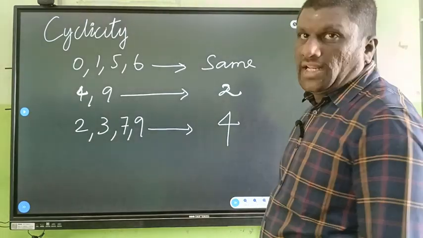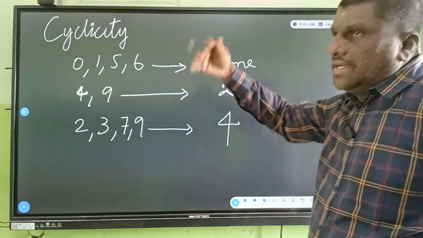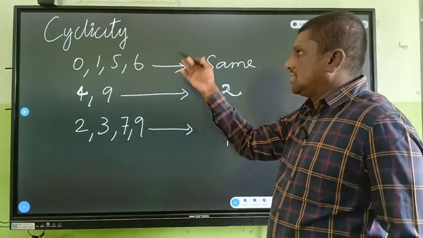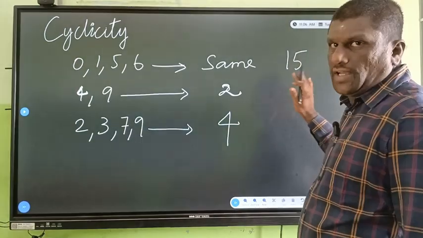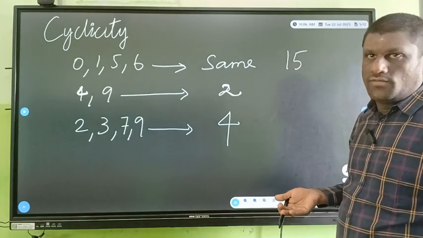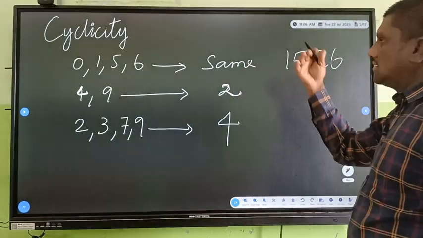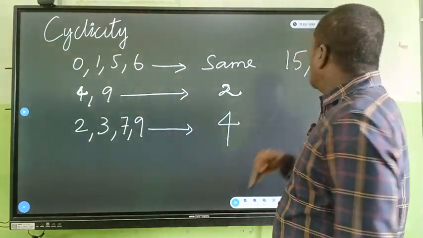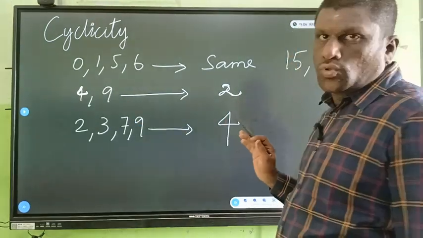So to summarize, the cyclicity of 0, 1, 5, 6 is the same. You multiply the same number again and again, you will get the same last digit. Not only for 5, any number ending with 5, like 15 also, if you multiply again and again, you will get the last digit as 5. And 6 also, for example, a number called 26. If you multiply 26 again and again, for any number of times, it will be the same. For 4 and 9, the cyclicity is 2.